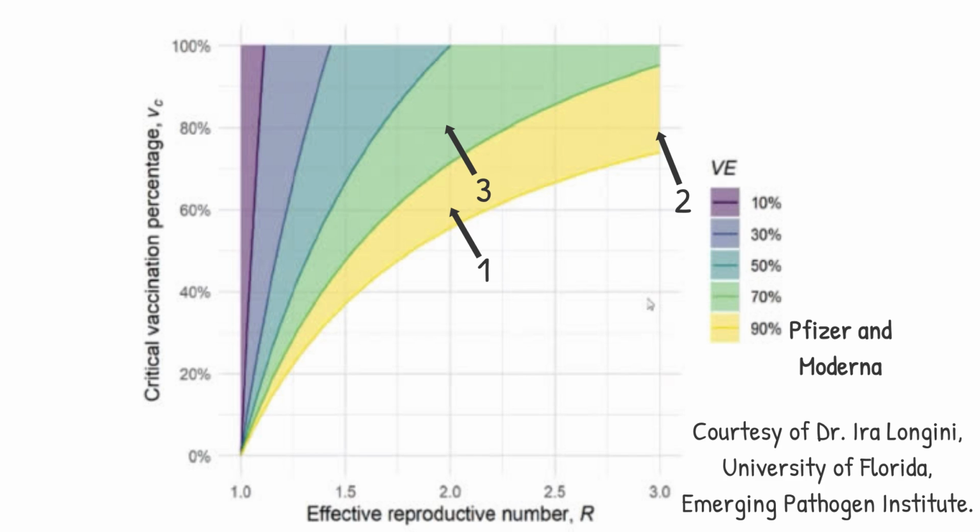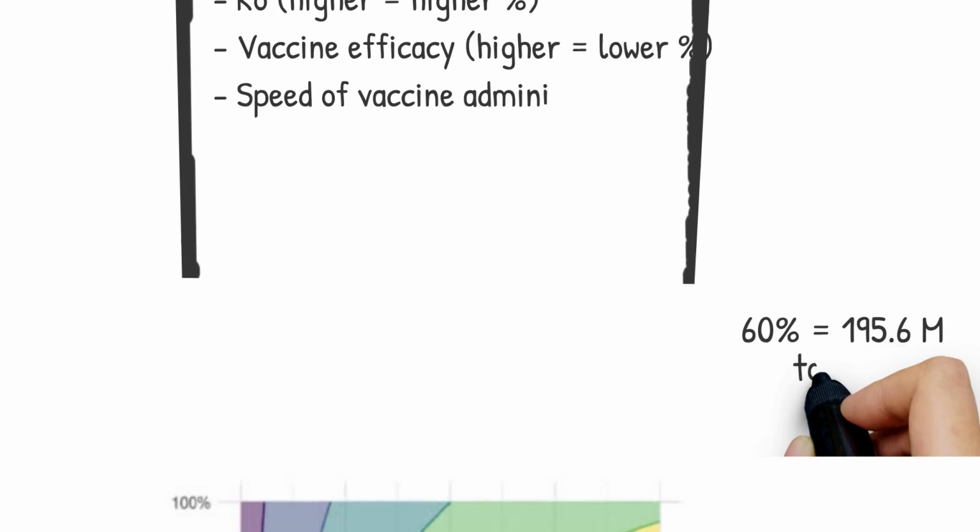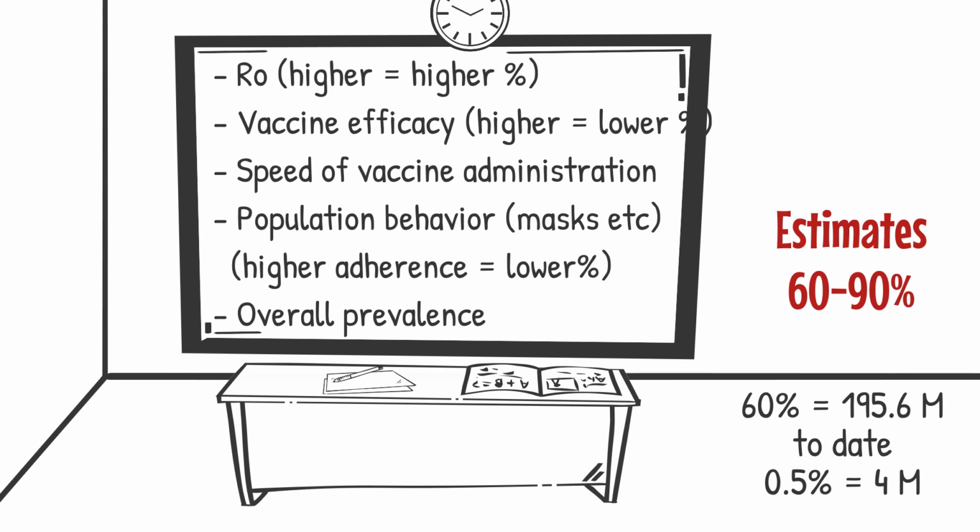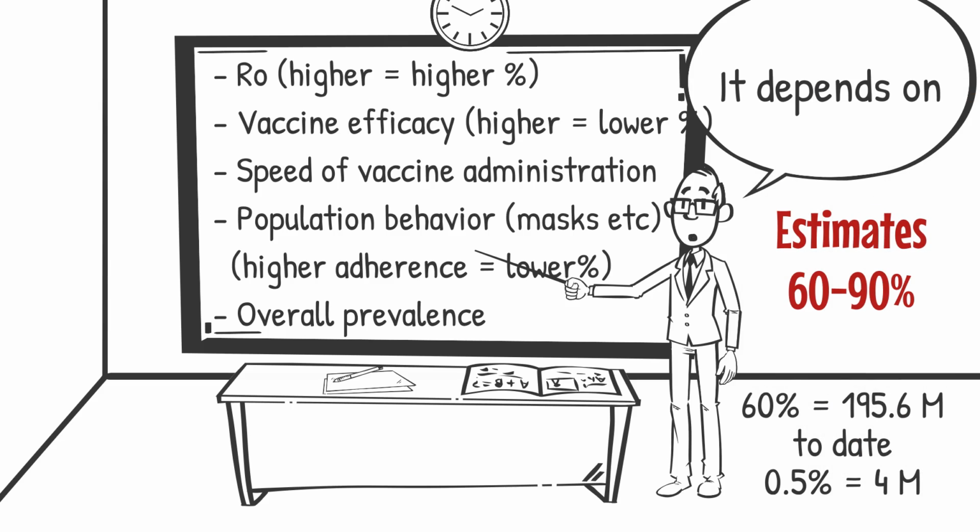Second, the graph shows the higher the efficacy of the vaccine, the lower the percentage of the population needs to be vaccinated. Arrow 1 shows that for an efficacy of 90% and an R sub naught of 2, 60% need to be vaccinated, while for a vaccine with 70% efficacy, for the same R sub naught, 80% would need to be vaccinated, arrow 3. Estimates with regards to how many will need to be vaccinated in the U.S. varies from 60 to 90%.